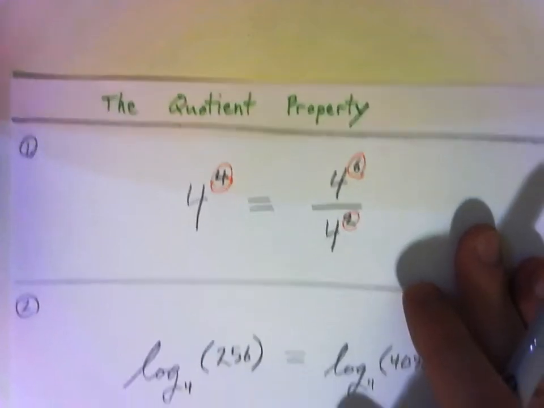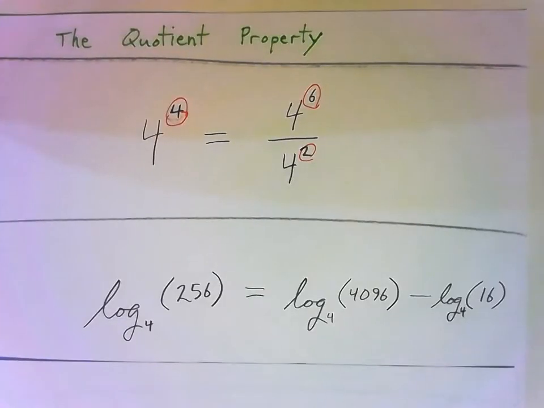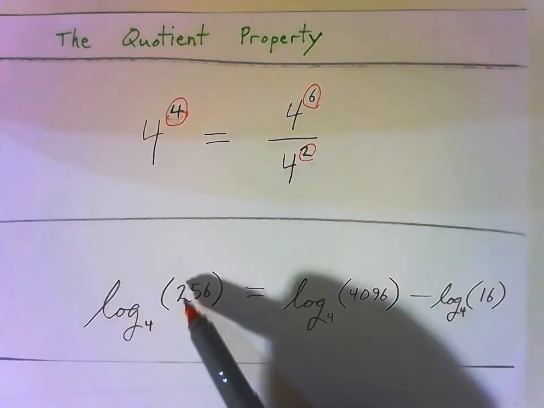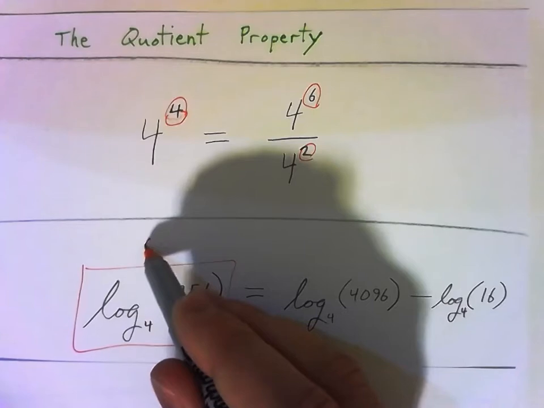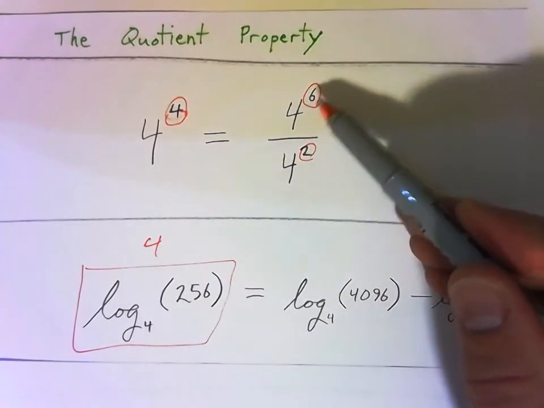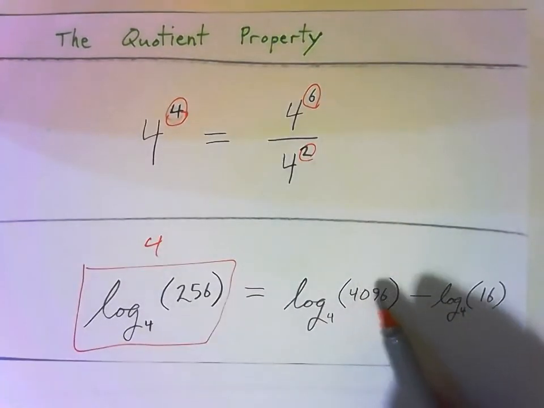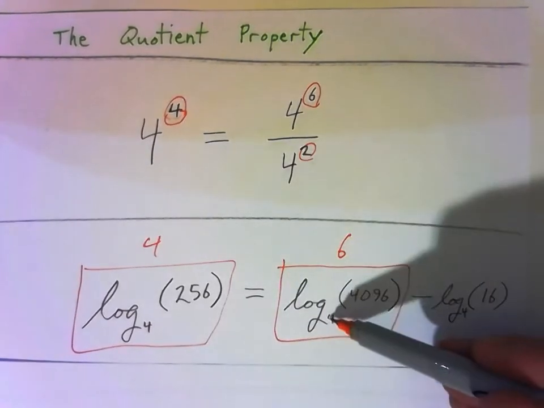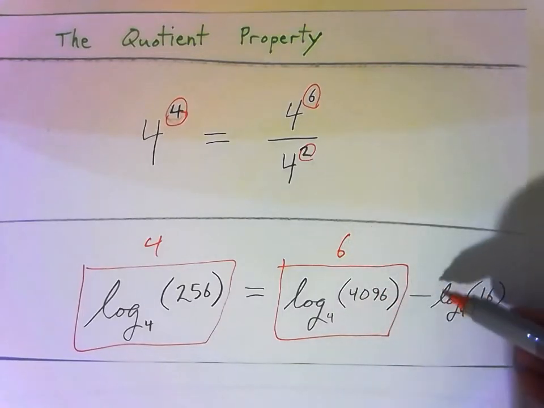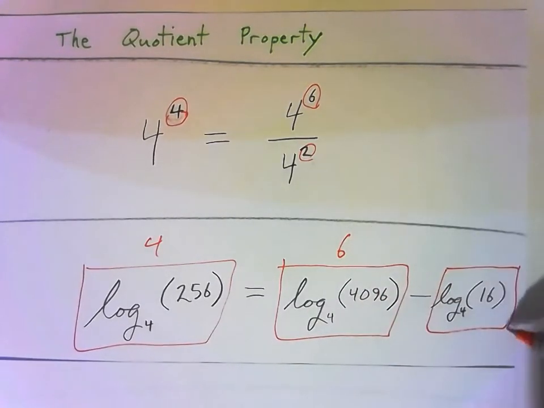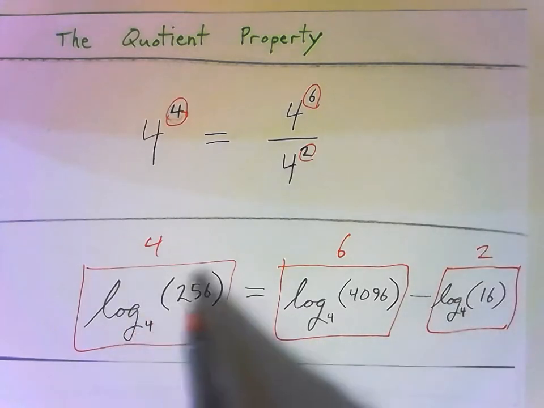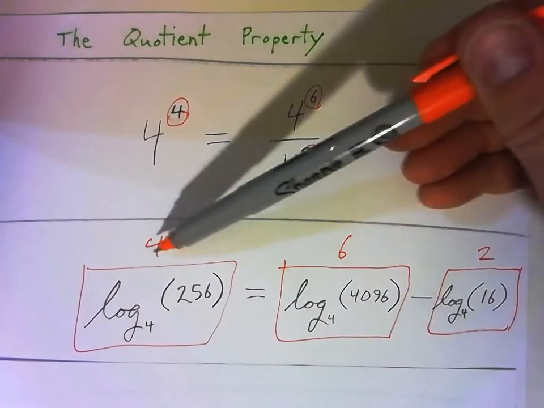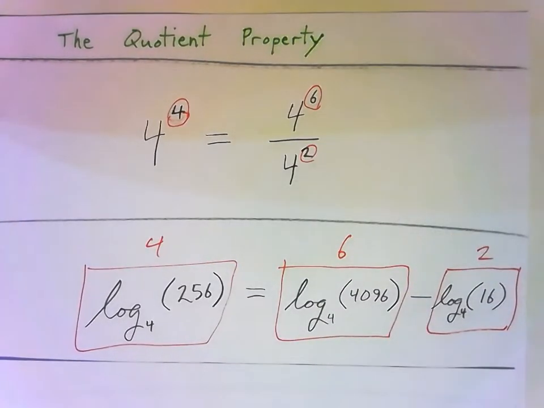Okay, and if we're looking at it from the log point of view, 4 to the 4th is 256. So log base 4 of that would be 4. 4 to the 6th is 4096. So this is equal to 6, because 4 to the 6th equals that. And this will be 2. So the log is always the power from the exponent way. So 4 equals 6 minus 2, right?